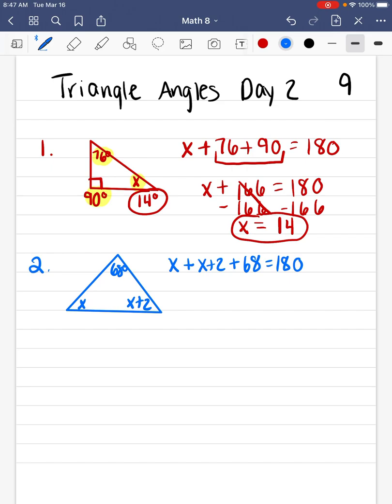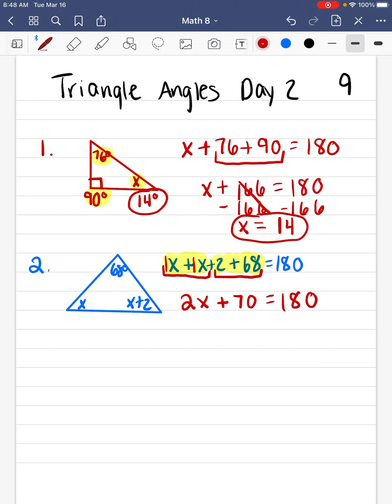Next, we are going to combine our like terms. So our like terms here are x and x, and 2 and 68. Now all of these have plus signs in front of them, so x plus x is what we're going to do. We're going to add together. It's really like a 1x plus 1x to get 2x. And then here we have a positive 2 plus 68. So 2 plus 68 gets us a positive 70 equals 180.